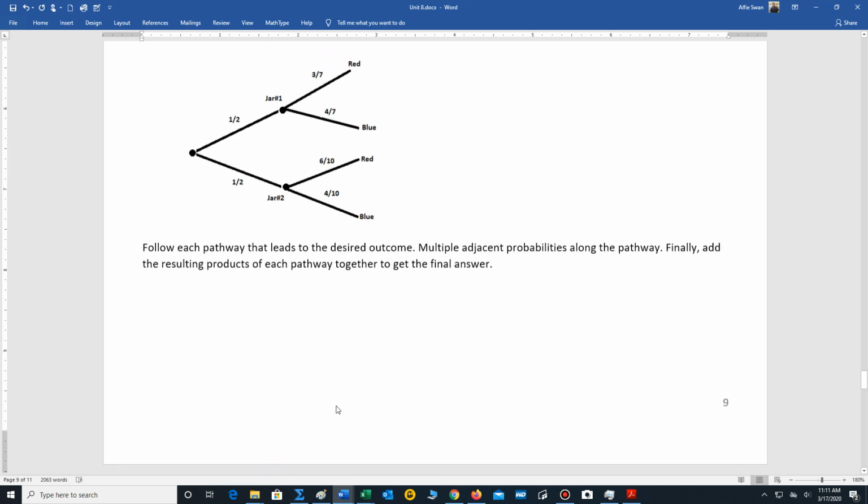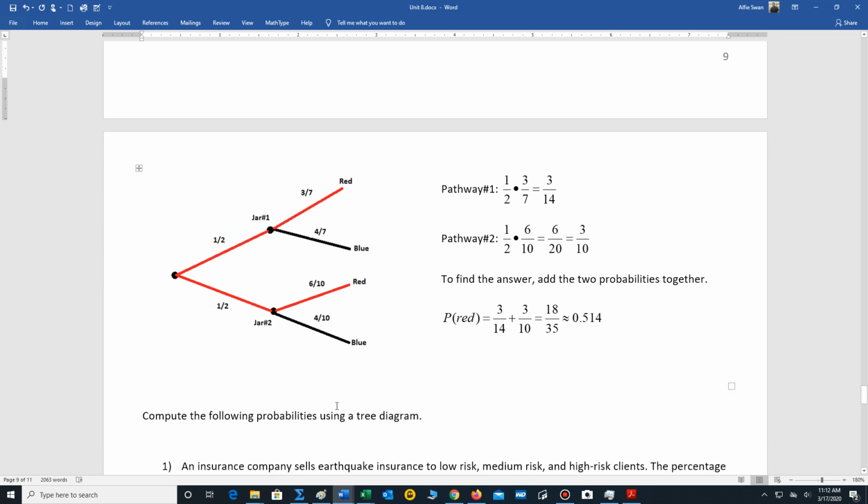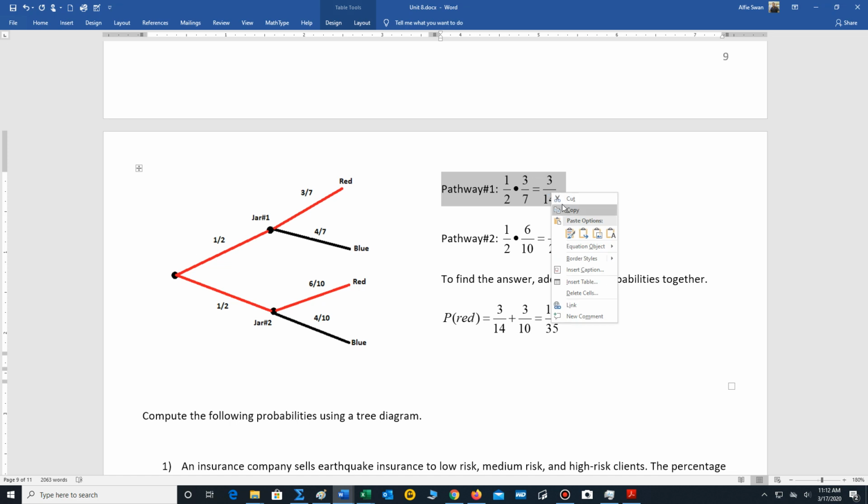Okay. And then to get to our answer, since we're looking for the chance of selecting a red ball, we have to follow all the pathways that lead to the selection of a red ball. So pathway 1 tells us if we select jar 1, there's a half a chance of doing that. Then there's a 3 out of 7 chance of selecting a red ball. So pathway 1 will lead to 1/2 times 3 out of 7, which is equal to 3 out of 14. So that's the probability of selecting a red ball if we choose jar 1.